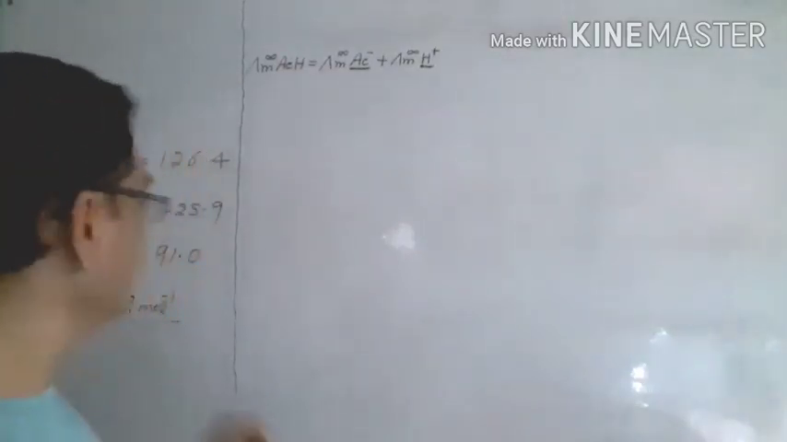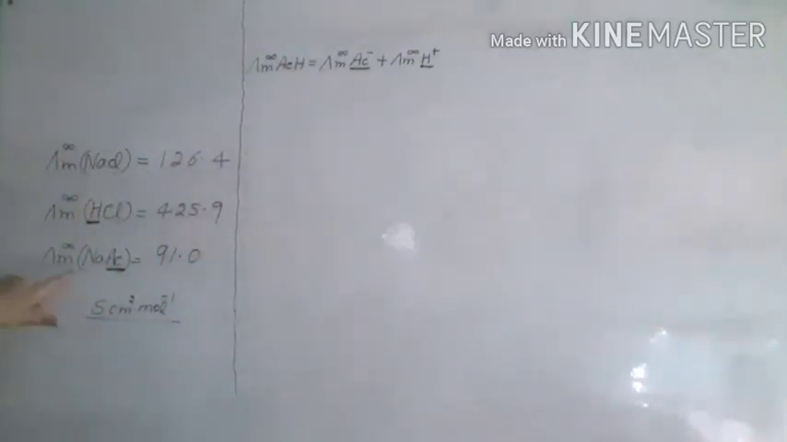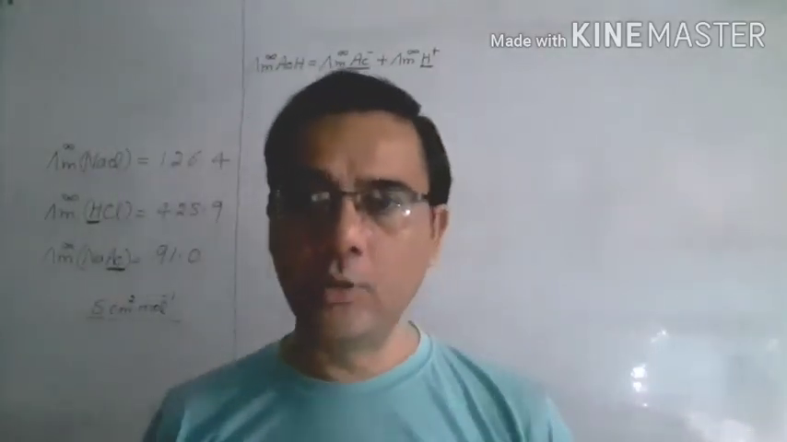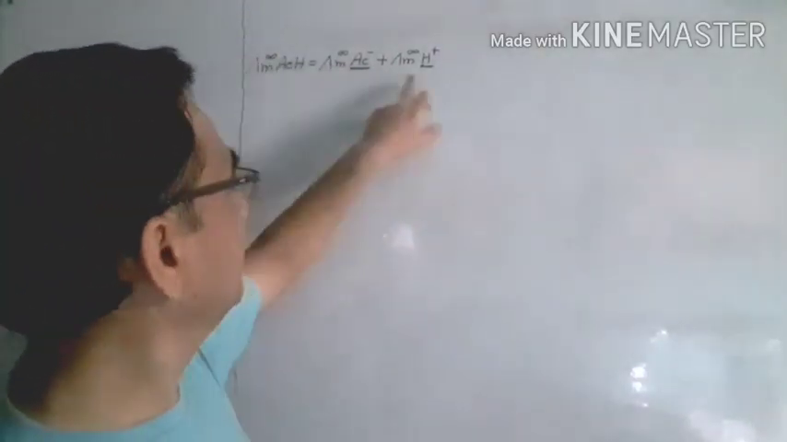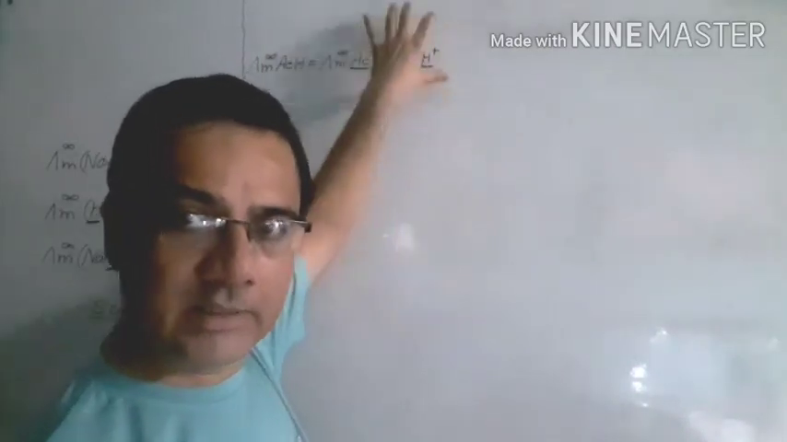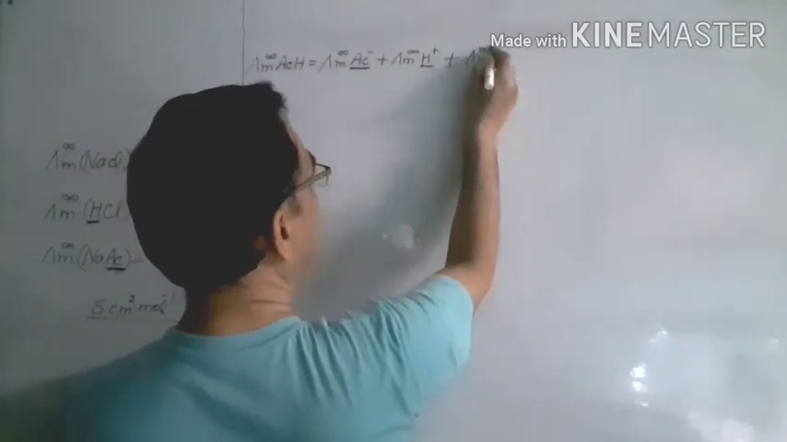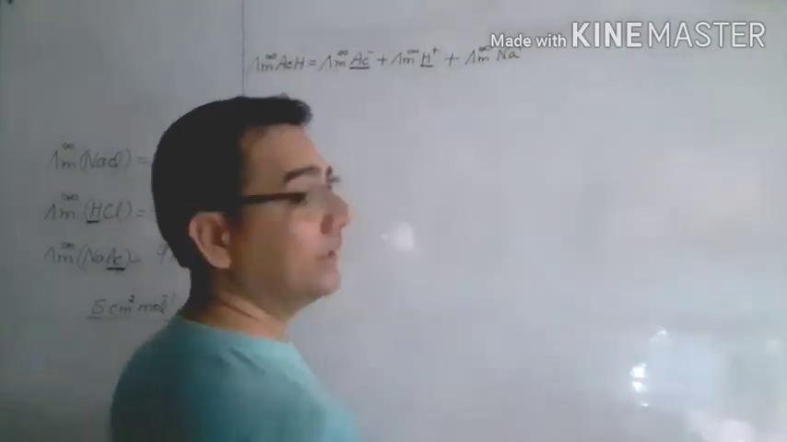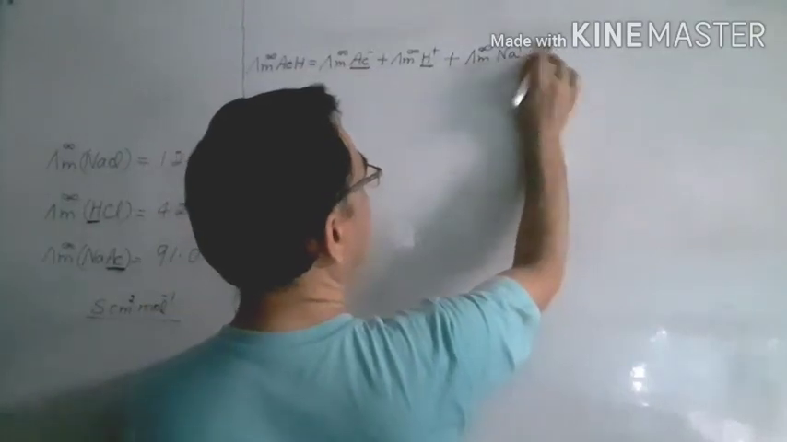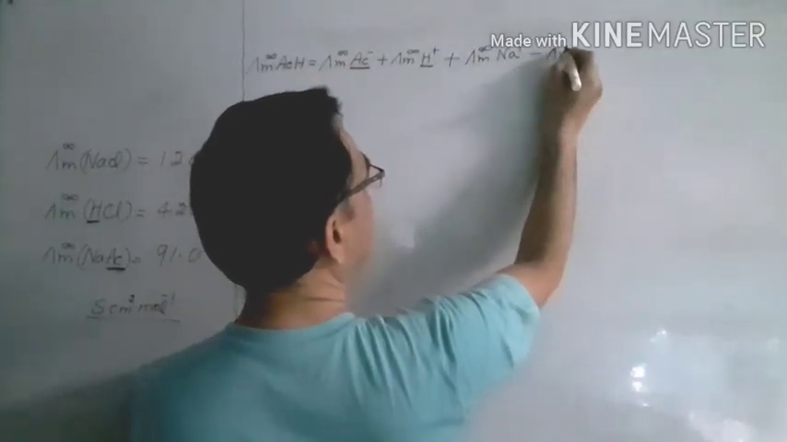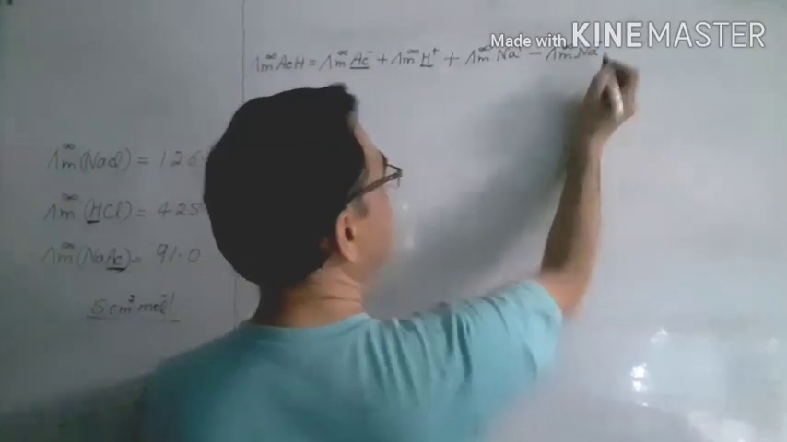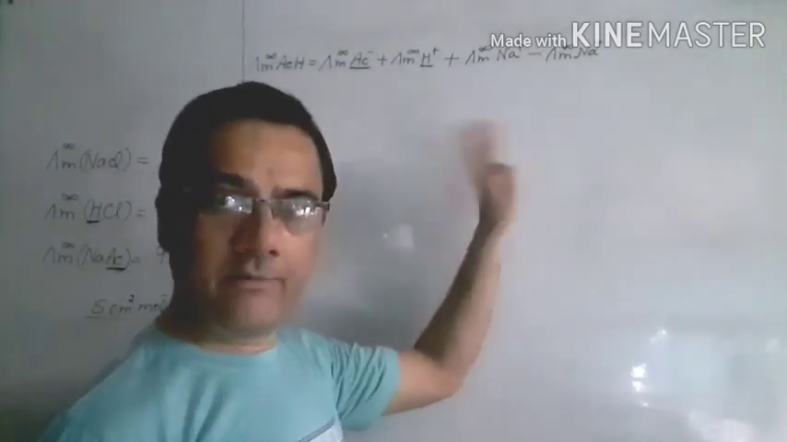Now in these three compounds, what are the ions which are left? That is one time Na, second time Na, one time Cl and second time Cl. That is, two times sodium and two times chloride. So in the final values which I have mentioned here, one time we will add the limiting molar conductivity of the Na plus ion, and one time we will subtract the limiting molar conductivity of Na plus ion. So whatever we have added, we have subtracted.